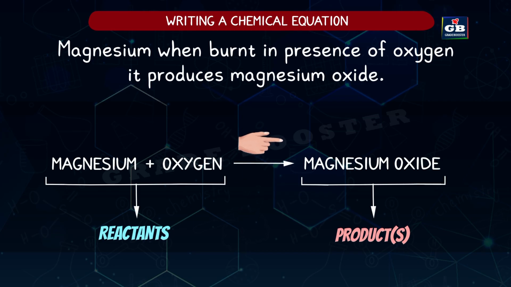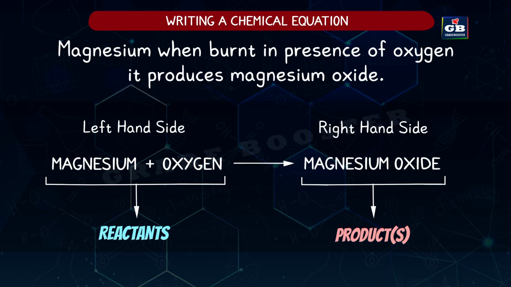This arrowhead points towards the products and shows the direction of the reaction. Reactants are always written on the left hand side of the arrow and products are written on the right hand side. There is a plus sign between the two reactants and between the products.